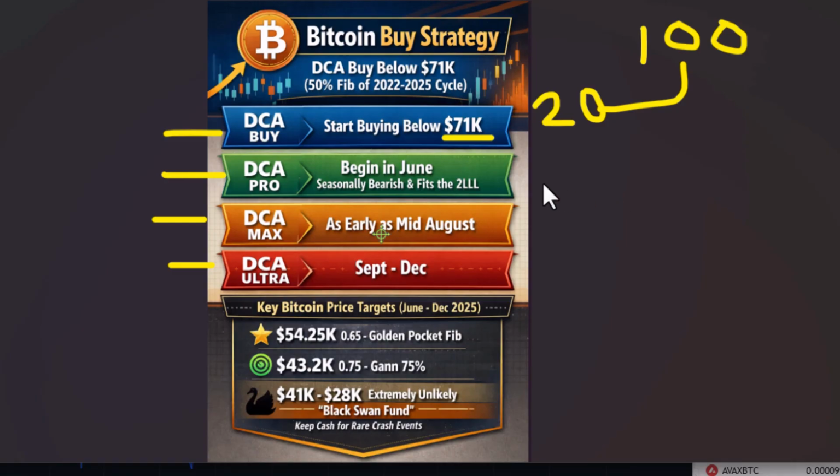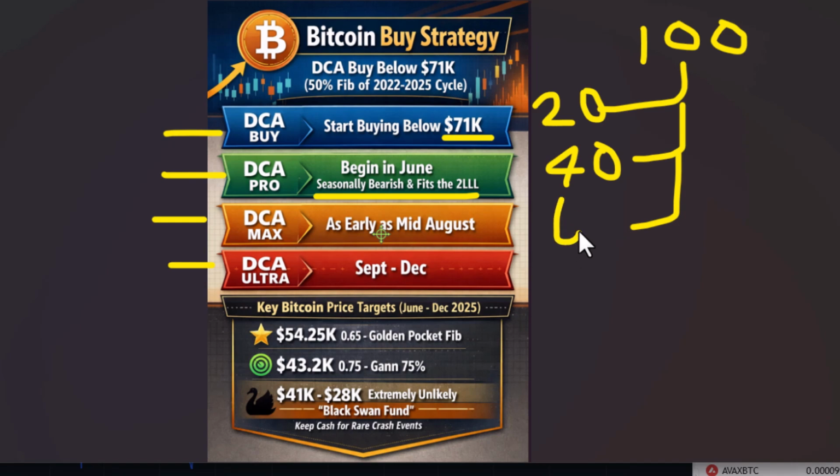What about DCA Pro? That's where you want to put in 40. You put in 40 when June hits, and we're already in June, so you can start already. At DCA Max, you might want to put in $60. Remember, this is only an example. You can do this as early as mid-August. What about DCA Ultra? That's $80 that you want to put in. You can do this between September and December.